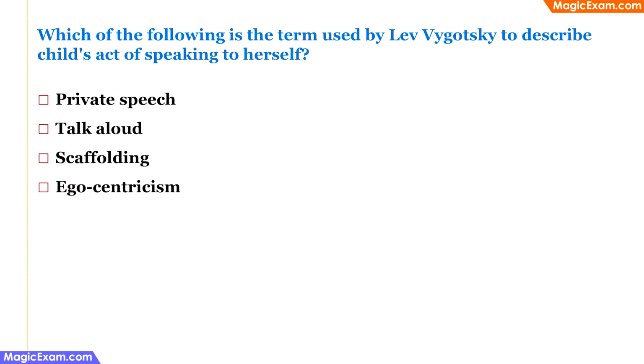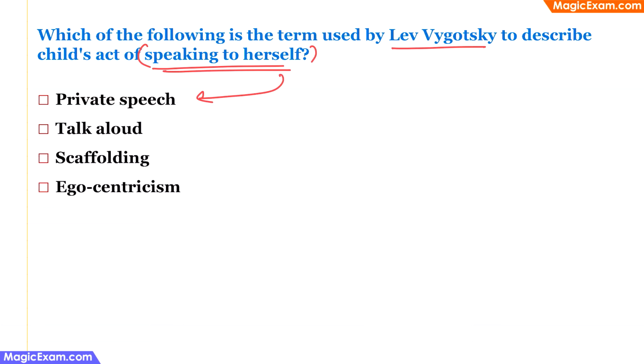Which of the following is the term used by Lev Vygotsky to describe the child's act of speaking to herself? That is, if you observe young children, they will be talking to themselves when they are playing. Even if they are playing alone, they will have a conversation with themselves. So what is this speaking to himself or herself called? Now this is private speech.